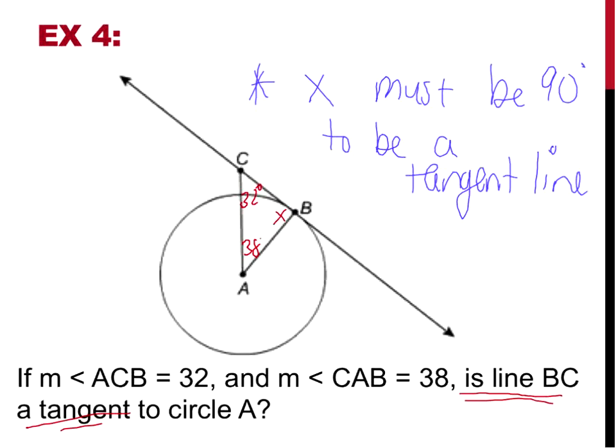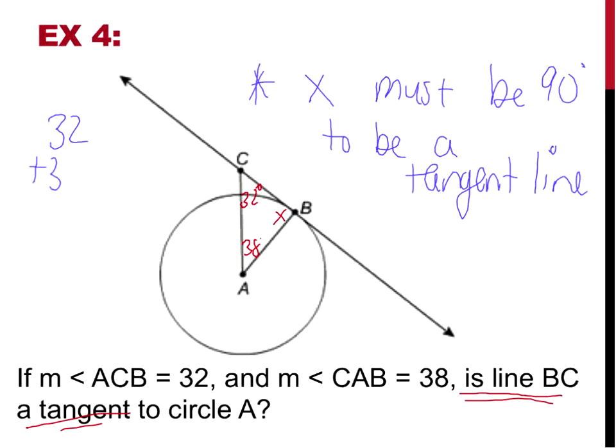Okay, and I put a little note on here that I'd like you guys to add to your notes. It says x must be 90 to be a tangent line. Right? They have to meet at a 90 degree in order to call it a tangent line. So we are trying to figure out, is it 90 or is it not 90?